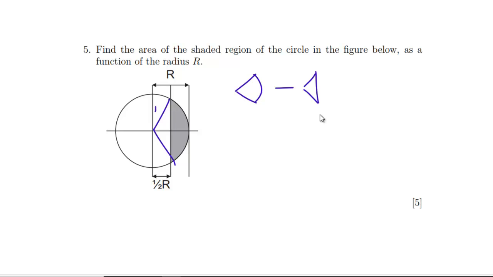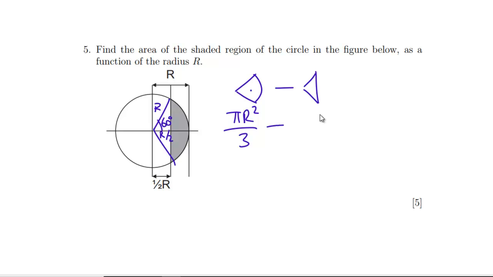So if we've got an r there and an r over 2 there, so that must be 60 degrees. So we've got a third of the circle is this. So that's pi r squared over 3. And then we need to take off this, which is the, well, we can turn that into a rectangle. I suppose, couldn't we? Yeah, we could do that as a rectangle.